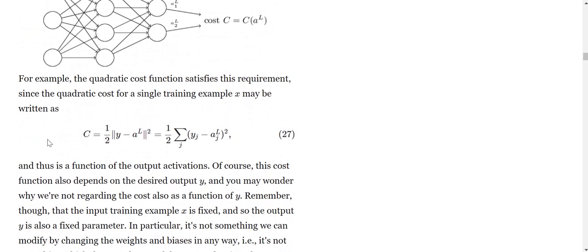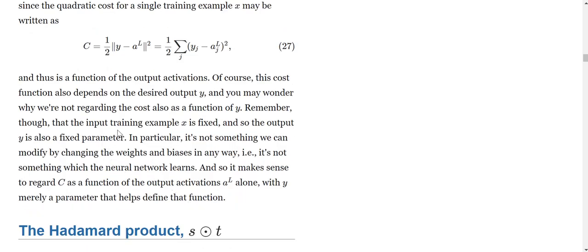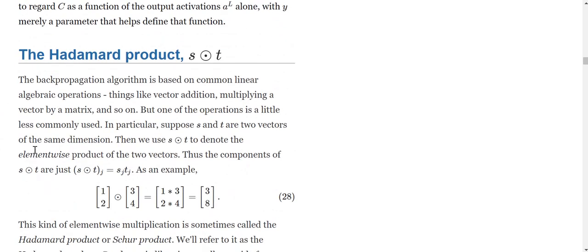Okay, so C is a function of the output activations because you have this term. Of course, this cost function also depends on the desired output y, and you may wonder why we are not regarding the cost function also as a function of y. Remember that the input training example x is fixed, and so the output y is also fixed. In particular, it's not something we can modify by changing the weights and biases in any way. That is, it's not something which the neural network learns, and so it makes sense to regard C as a function of the output activations A^L alone, with y merely a parameter that helps to define the function.